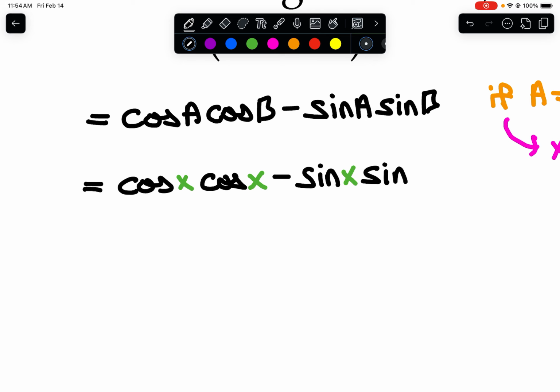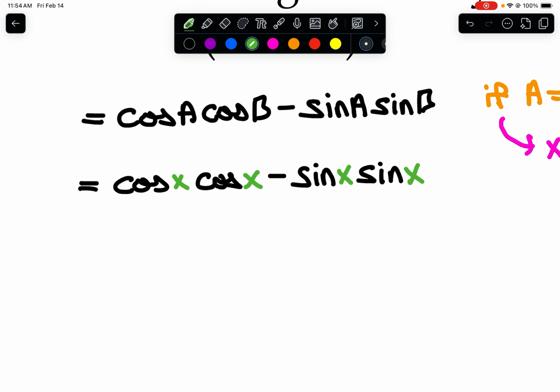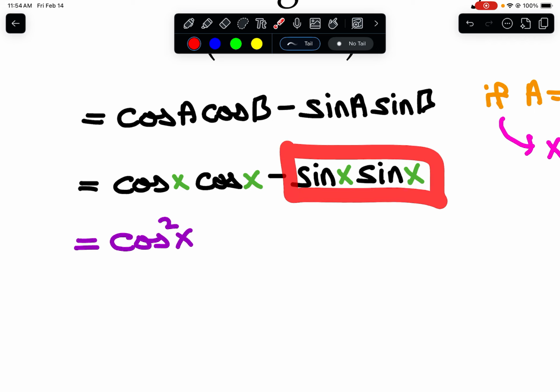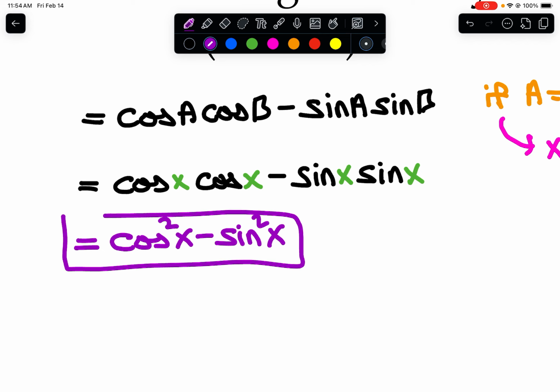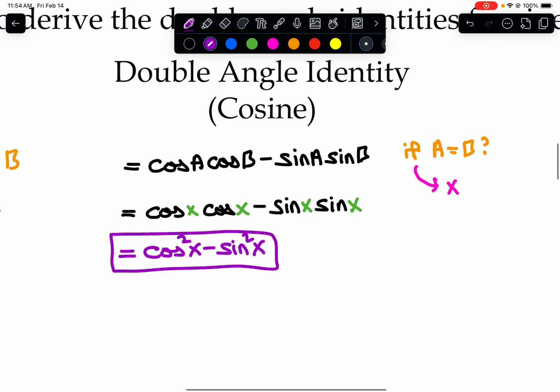times sine of X. Now here, notice how we have cosine and cosine, which when I rewrite, is going to turn into cosine squared X. And then over here, when I have sine X times sine X, I'm going to subtract sine squared X. So this is going to be my double angle identity for cosine.